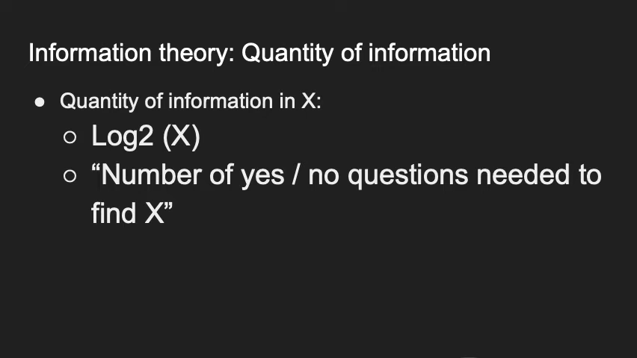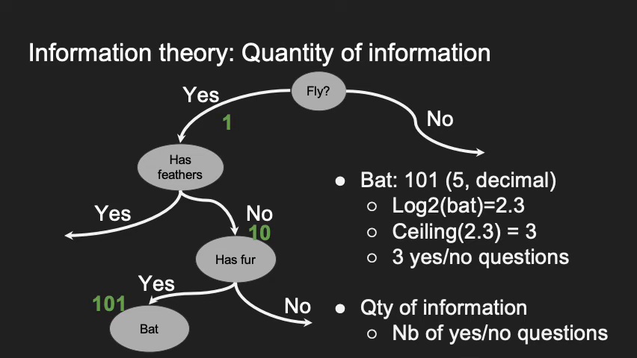Another very important concept is the quantity of information. The quantity of information contained in X can be simply conceptualized as the number of yes/no questions needed to find X, and that is basically log 2 of X. To illustrate this, I'll go back to the game of yes/no questions we've all played at a certain time. Does it fly? Yes. Does it have feathers? No. Has fur? Yes. So it's probably a bat.